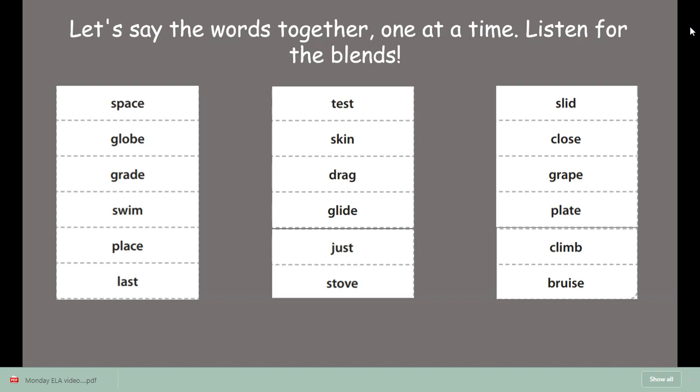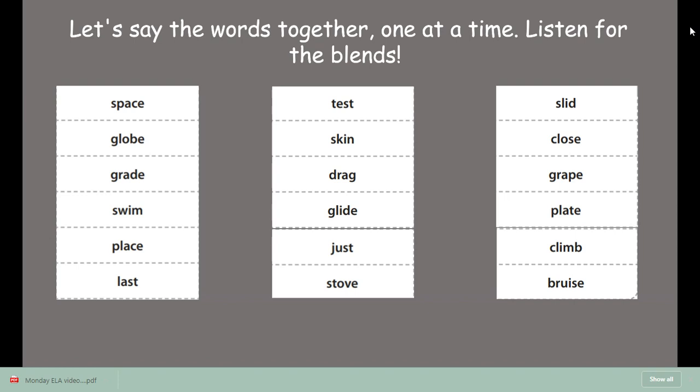Test, skin, drag, glide, just, stove, slid, close, grape, plate, climb, and bruise.